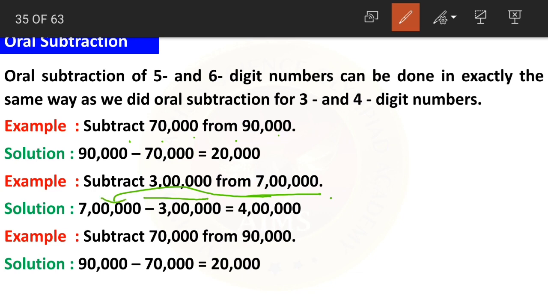Coming to the second question, subtract 3 lakhs from 7 lakhs. Again 7 lakh the bigger number written first, 3 lakhs the smaller number is written second. Now 7 lakh minus 3 lakhs is equals to, see we are having 5 zeros in both the numbers, right? So we wrote the 5 zeros here as it is. Now the non-zero numbers are what? 7 and 3. 7 minus 3 is equals to 4. So 7 lakhs minus 3 lakhs is equals to 4 lakhs.